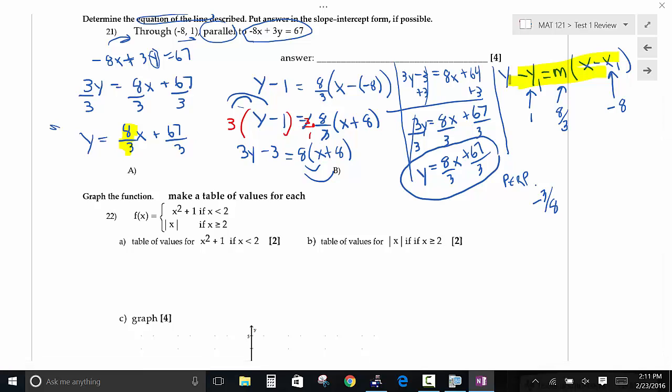Can they be parallel if they're the same line? Not if they're the same line. Okay. And what we've done is we've got a different line.